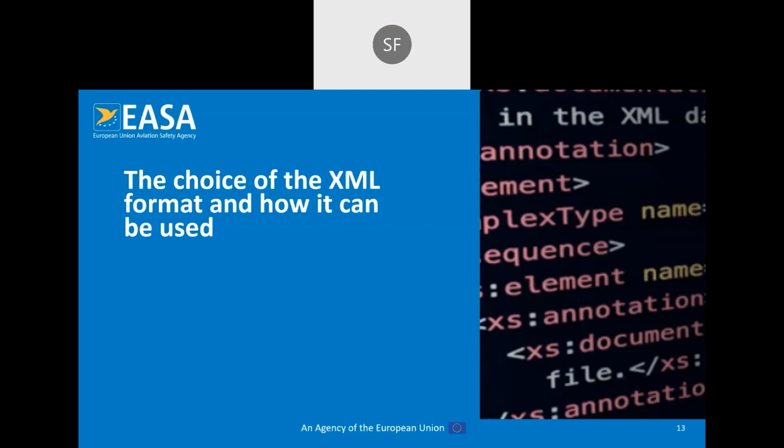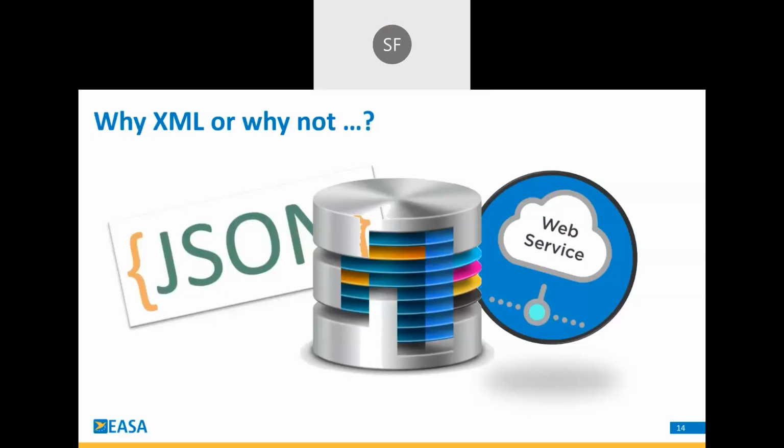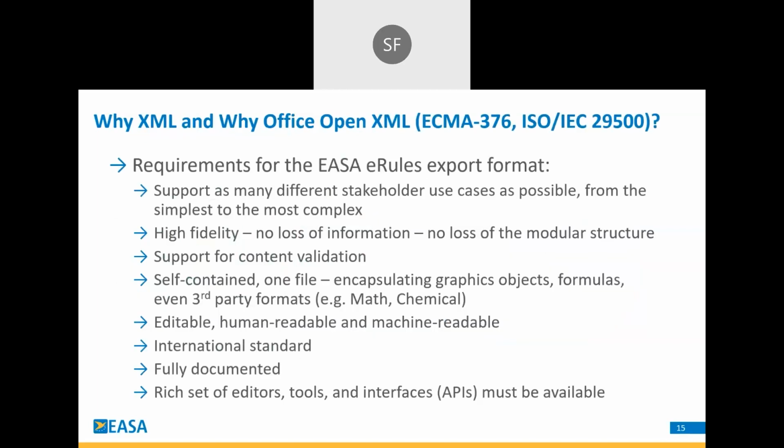Well, let's have a look at the export format and why this format was chosen for the export. This slide just illustrates the fact that we could have used many different formats. We could have exported it in a SQL database format. We could have made it available as a web service to users. We could have exported in JSON format. But why didn't we pick anything else? Why did we choose the format that was actually chosen? It's our hope that explaining this can also explain a little bit about how it can be used. So let's move on to the next slide, please.